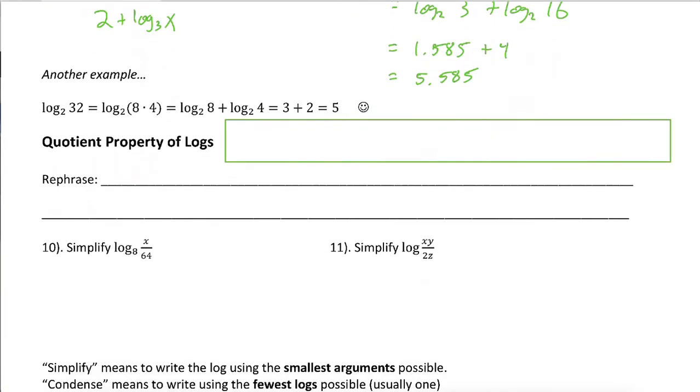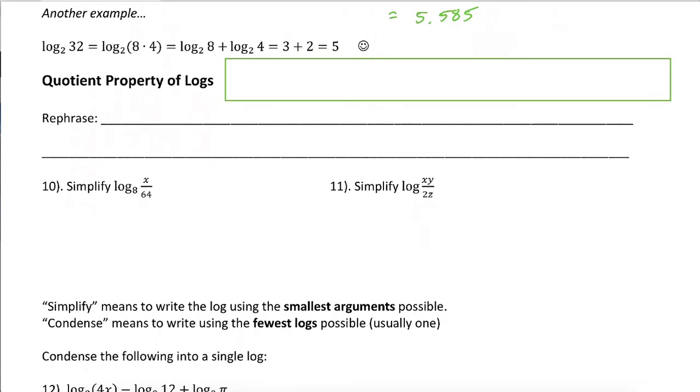We'll skip that other example for the moment. I'll leave it on the screen so you can pause and look at it if you want to.